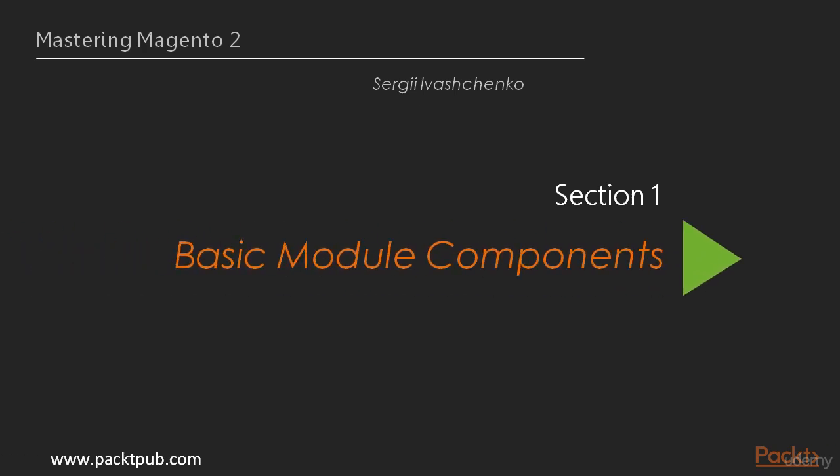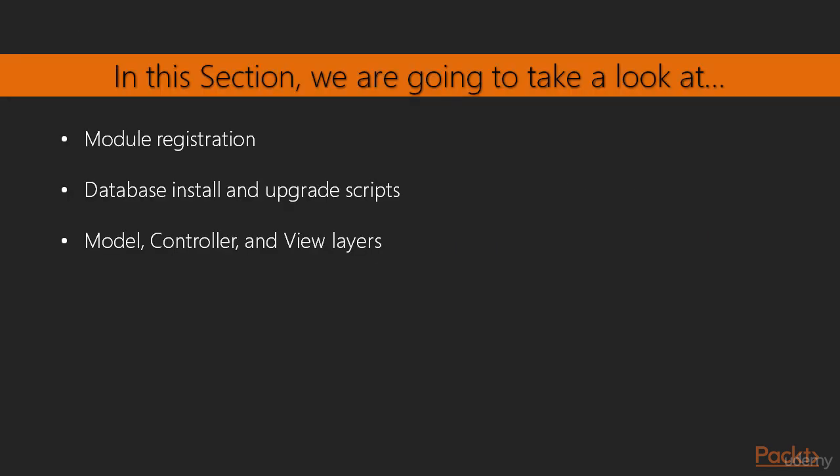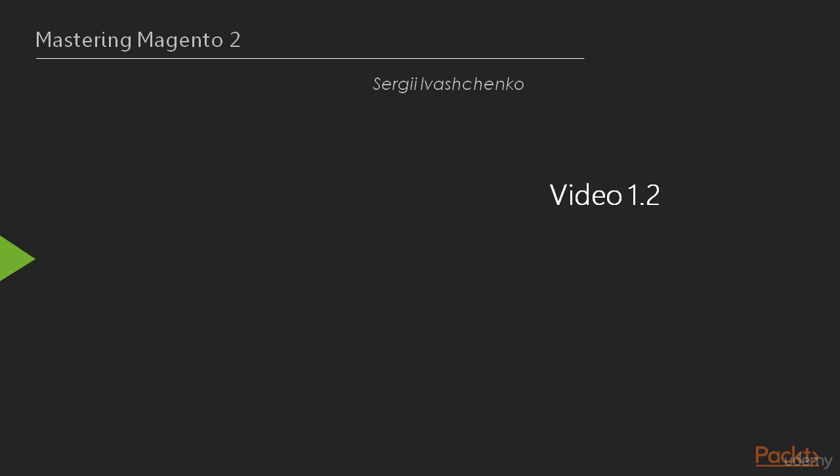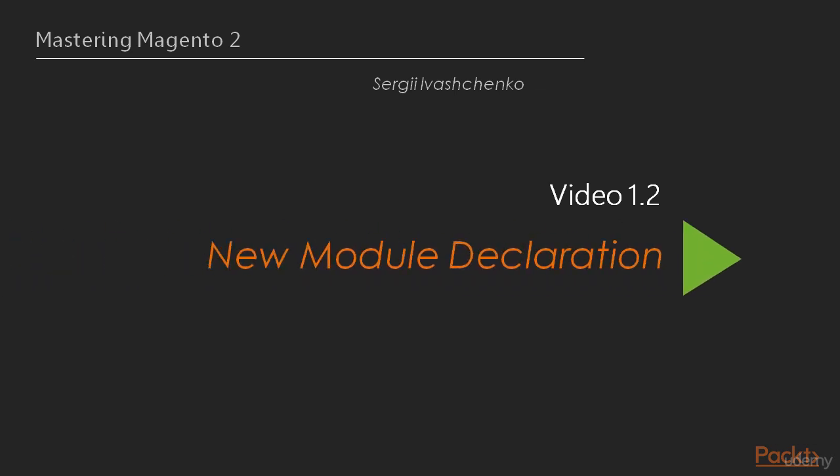We are going to start section 1 of Mastering Magento 2 course, called Basic Module Components. In this section we are going to take a look at new module declaration, database install and upgrade scripts, and model, controller and view layer implementations. The first video of this section is new module declaration.